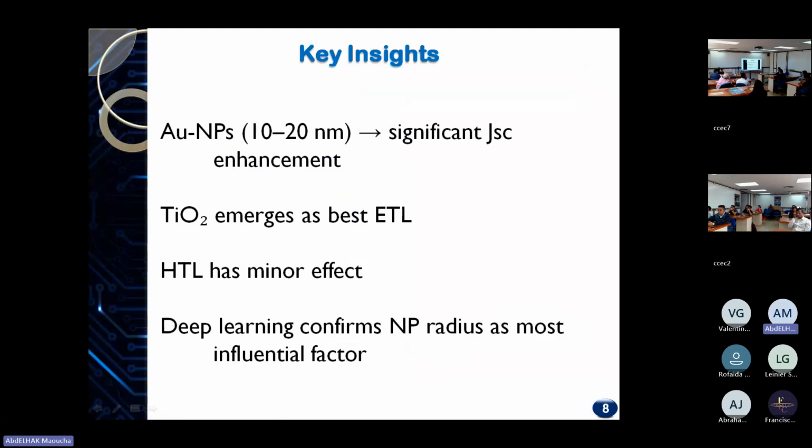The main insights are as follows. First, gold nanoparticles in the 10 to 20 nanometer range significantly boost the short circuit current. Second, titanium dioxide is the most suitable ETL due to its energy level alignment with the formamidinium tin triiodide. Third, the choice of HTL is less critical. And finally, deep learning analysis validates the physical understanding by ranking nanoparticle radius as the most important parameter.